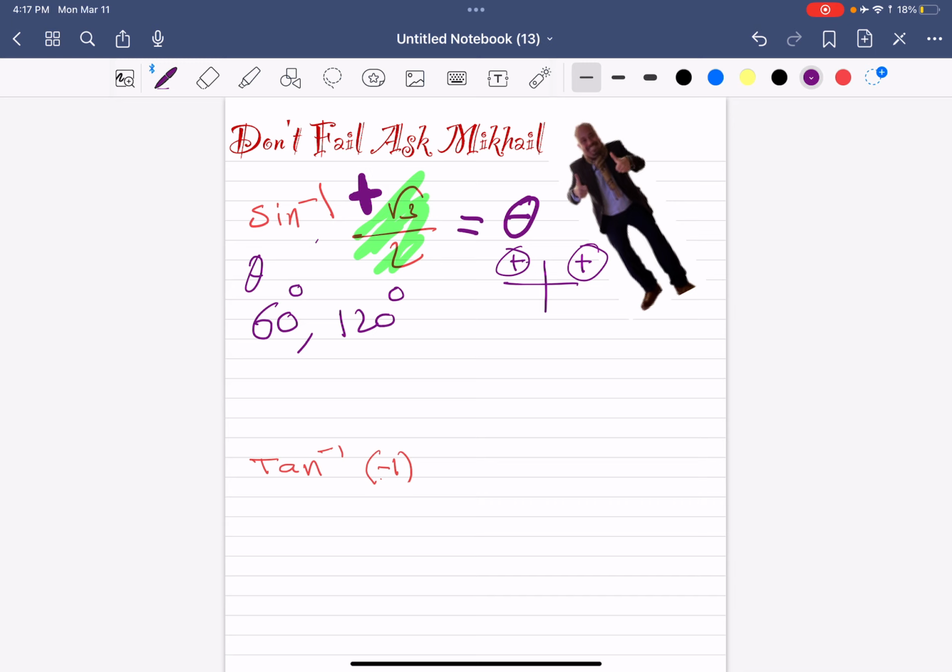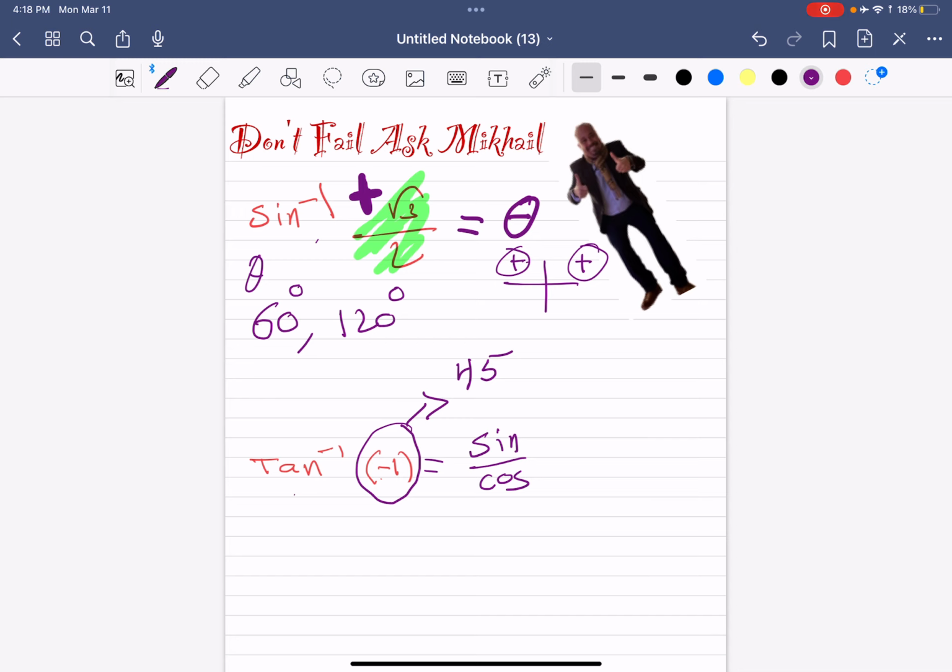Now, talking about tangent, next problem. Well, I know the tangent is always equal to sine divided by cosine. And you should know, because of the 1, it has to do with which angle? Excellent. 45 has to do with 1.